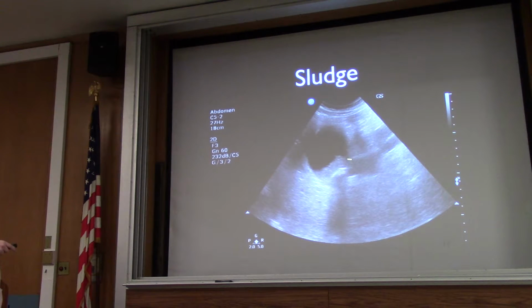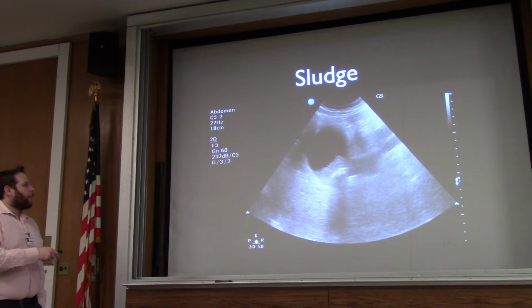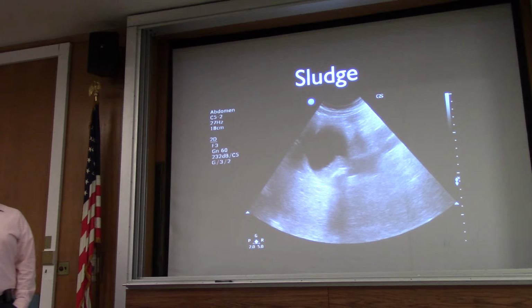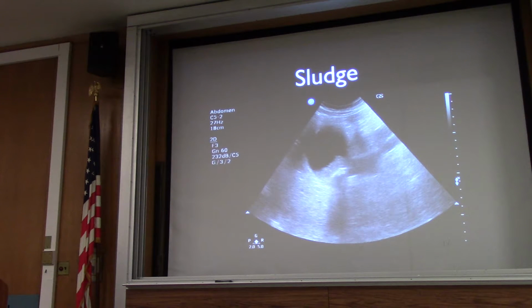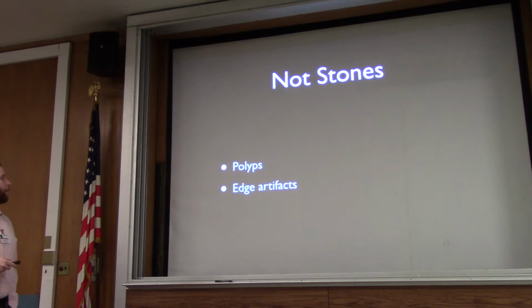And you'll see it kind of layering out. That's really important. That's what you'll see. Sometimes it's hard to tell the difference between sludge and artifacts, so just make sure you play with your gain if you're not sure. And the sludge should really layer out. If you have sludge, you can easily get cholecystitis because it can get jammed up in there. And a lot of times you'll have sludge and gallstones, so just something to think about.